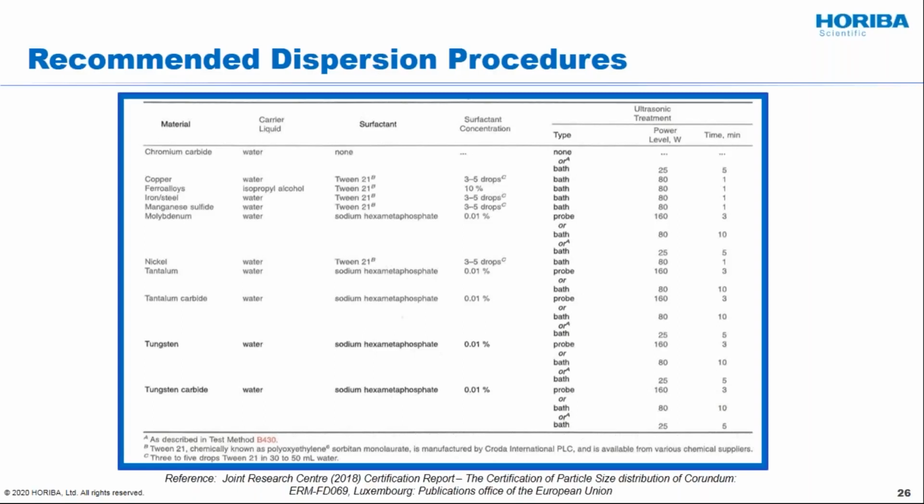If I'm looking at tungsten metal powder, I could do this in water, 0.01% sodium hexametaphosphate, probe it, ultrasonic bath, and so on and so forth. And so again, you can save yourself a lot of time. You just look these things up and don't try to approach it from scratch. I mean, it could be a new research sample nobody's ever dispersed before. That certainly is within the realm of possibility. But again, in a lot of cases, just go and look in the literature.